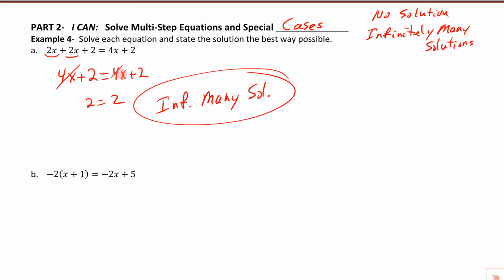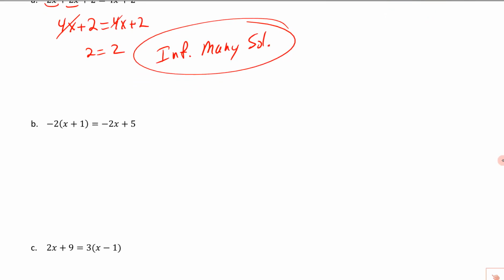And again, you can kind of tell once you get to this point, because those variable terms are exactly the same. They're the same variable, same coefficient, and then what's left is also exactly the same. So we've got infinitely many right there. Let's take a look at this next one.